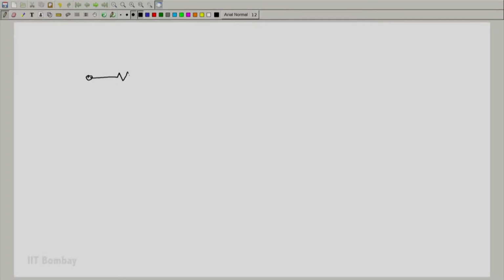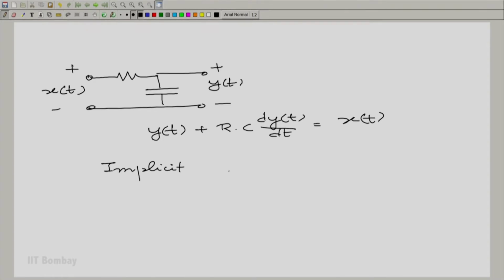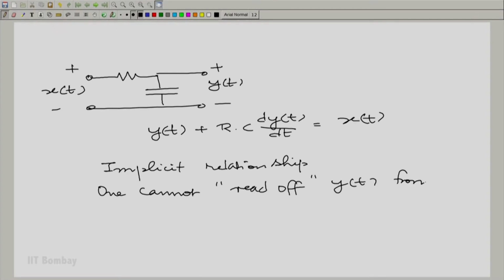If you look at the description there, the RC circuit for example, we took the output y(t), which is the output voltage here, and the input x(t), which is the input voltage. And we saw that the output is related to the input in the following way: y(t) plus R times C dy(t)/dt is the input. Now here, this is an implicit relation between the input and the output. And in fact, many relationships are like this, they are implicit. One cannot read off, so to speak, y(t) from x(t).